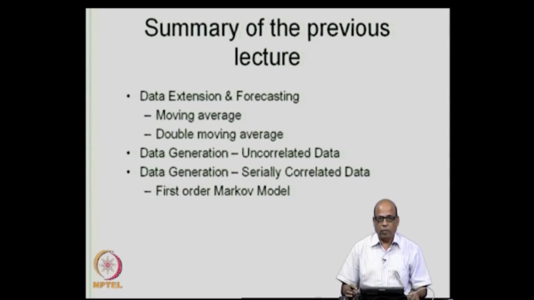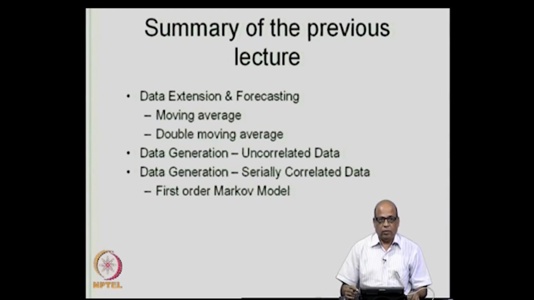And in the double moving average, what do we do? We take the moving average of the first order and then take the averages of the moving averages themselves in a fixed time window. And we discussed the example of moving average of order 3 and moving average of order 3 by 3, that is the second order moving averages, again also of order 3.